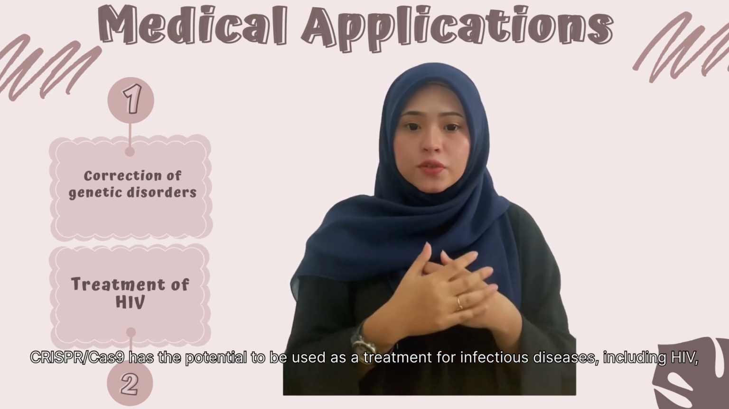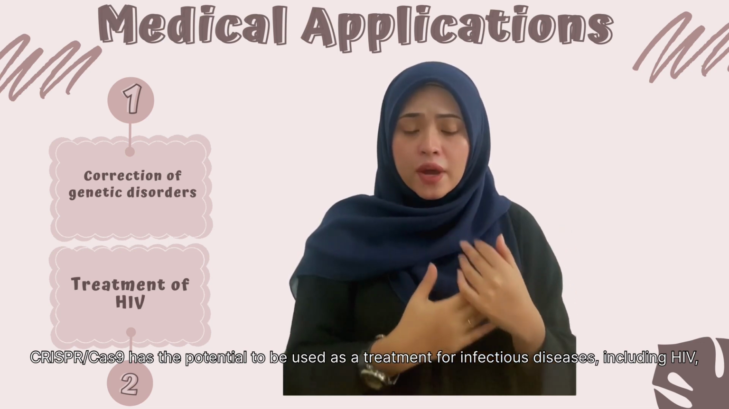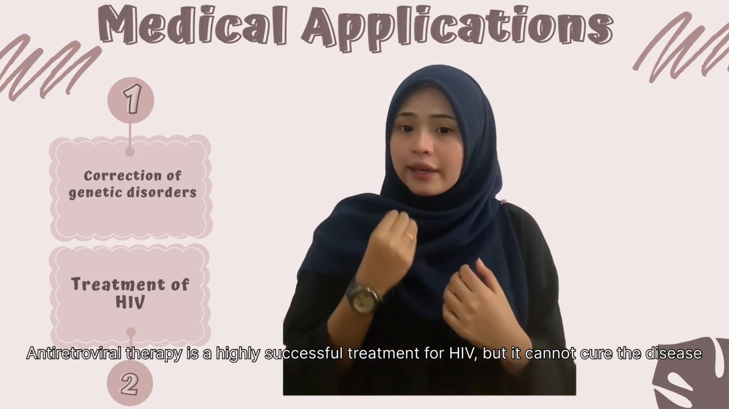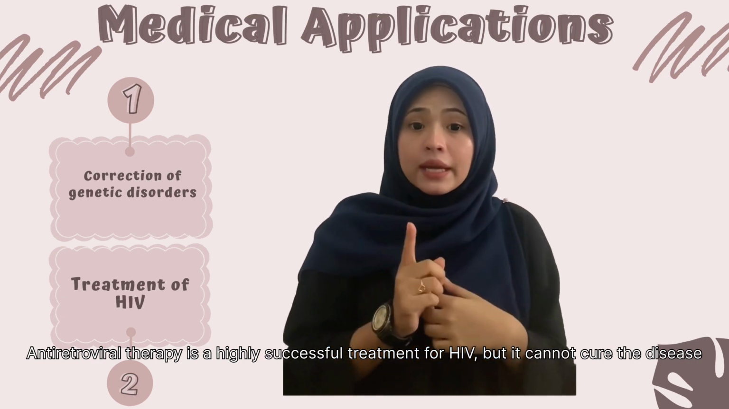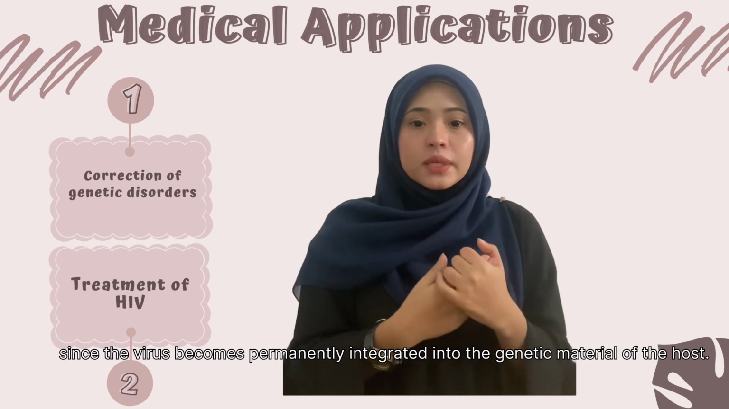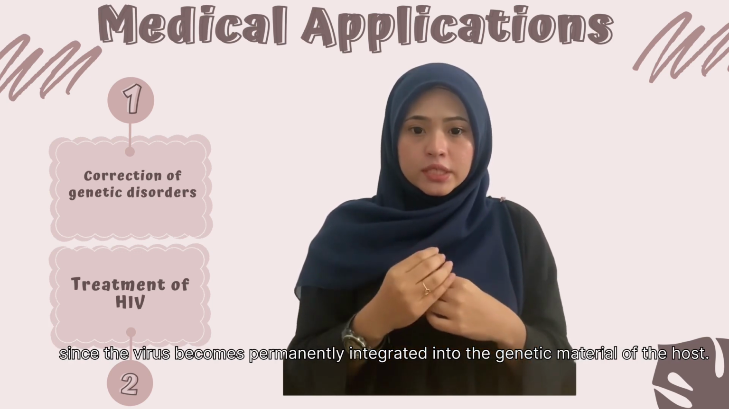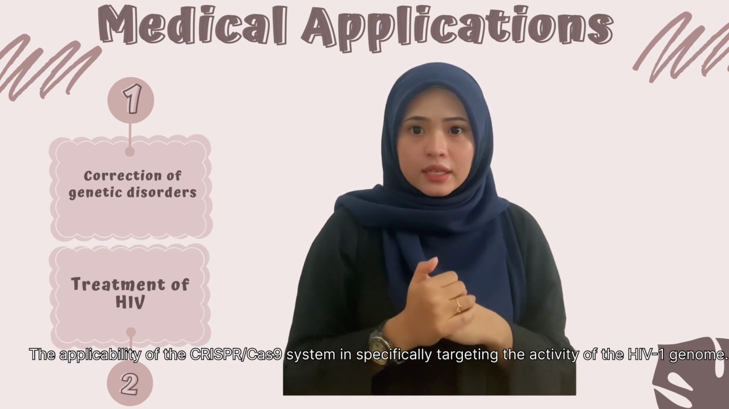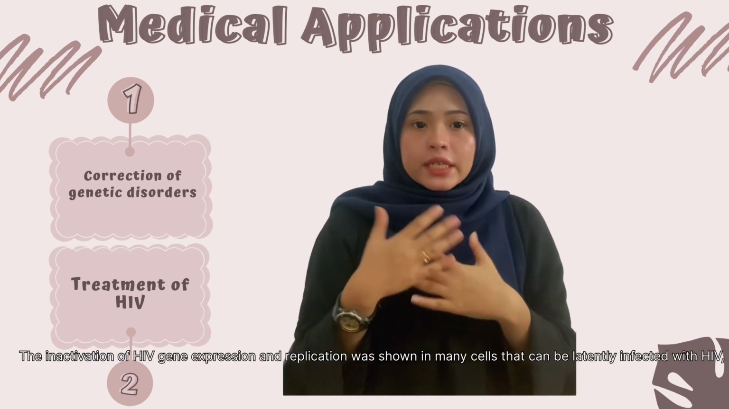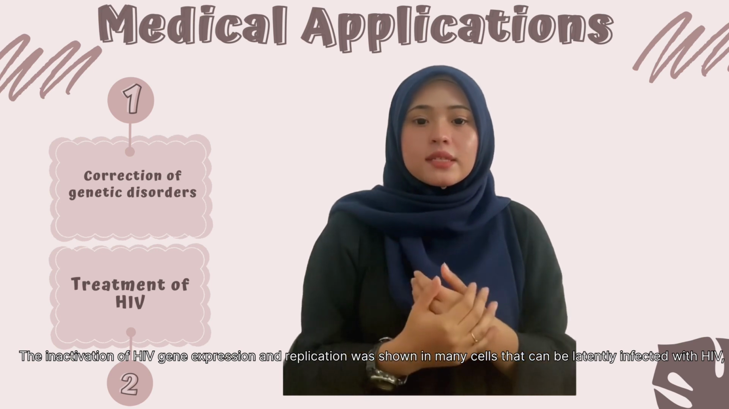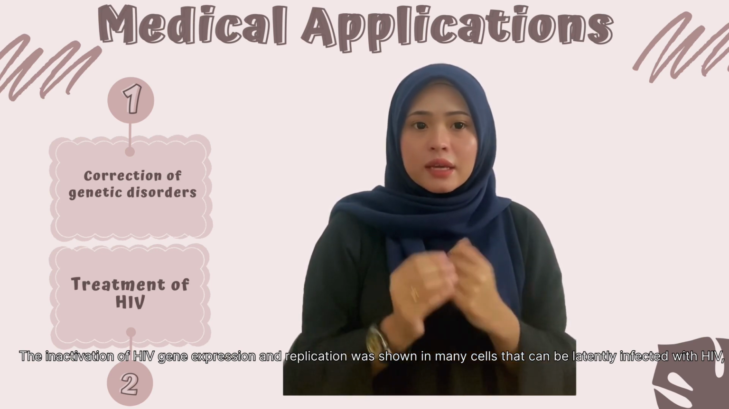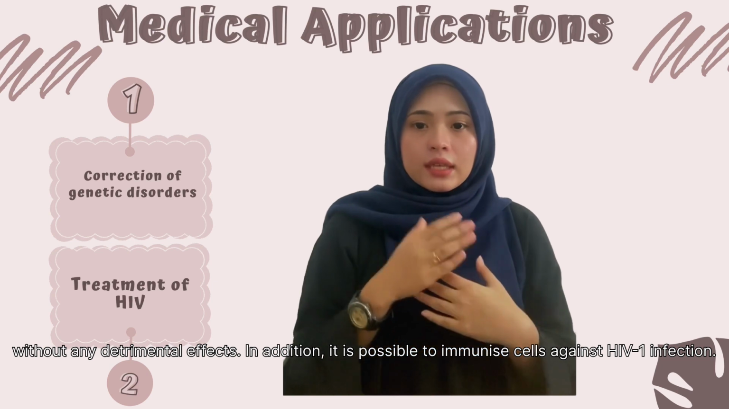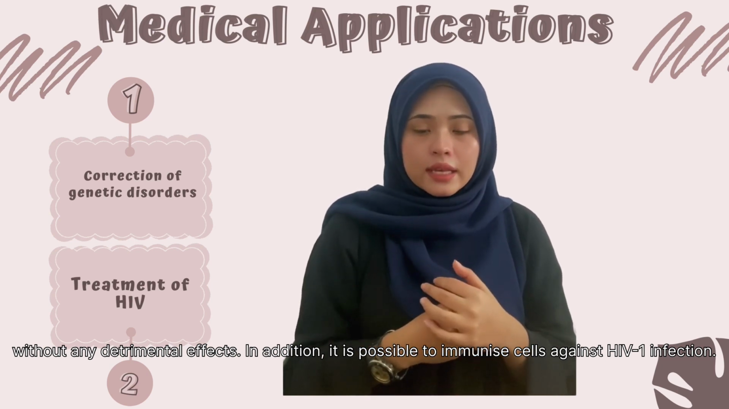CRISPR-Cas9 has potential to be used as a treatment for infectious disease, including HIV, in a clinical setting. Antiretroviral therapy is a highly successful treatment for HIV, but it cannot cure the disease since the virus becomes permanently integrated into the genetic material of the host. The applicability of the CRISPR-Cas9 system in specifically targeting the HIV-1 genome has been studied. The inactivation of HIV gene expression and replication was shown in many cells that can be latently infected with HIV without any detrimental effect. In addition, it is possible to immunize cells against HIV-1 infection.